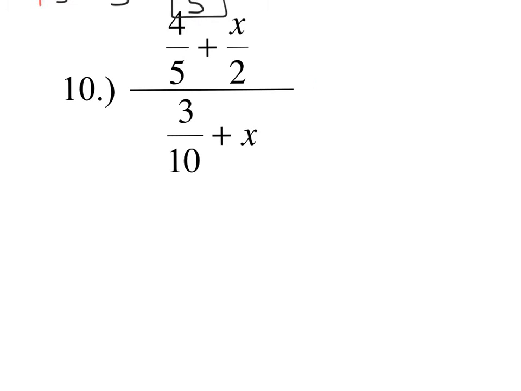So again, I'm going to do method number 1 first. So method number 1 is getting a common denominator, so I'm going to take a look at these fractions up here, and their common denominator would be 10.